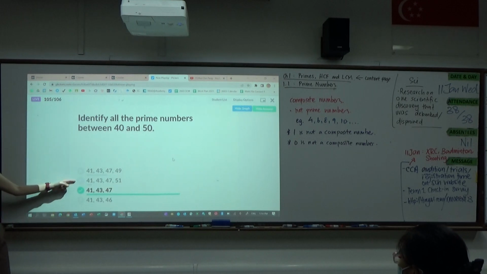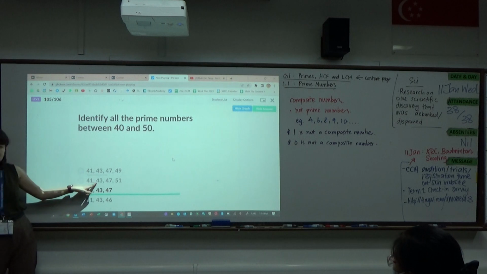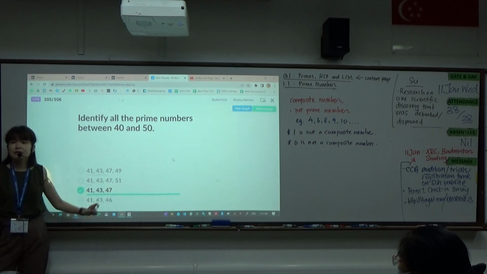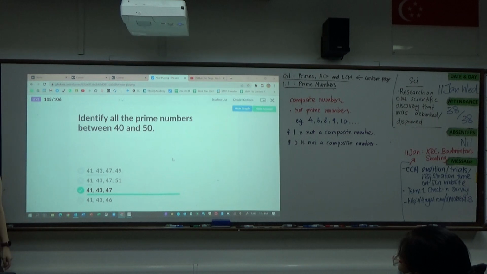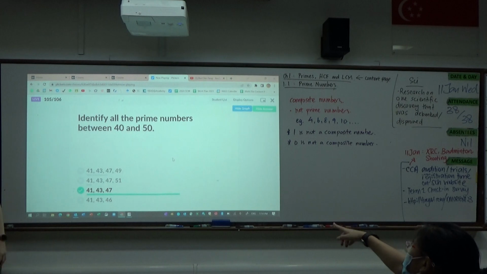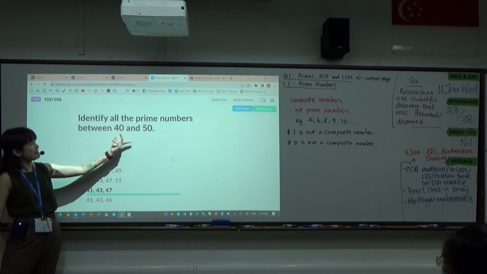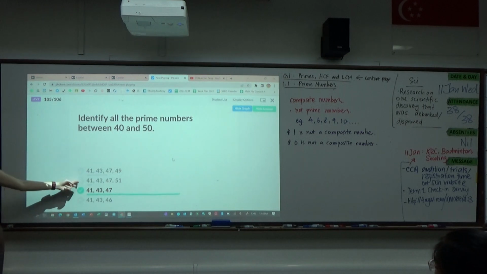And then this one, it's not very easy. Actually, it is 51 that's not a prime number, because 51 can be divided by 3. And also 51 is above this range. 51 is more than 40 and 50. So therefore, this one is not the answer. Any other questions? Right, last one.